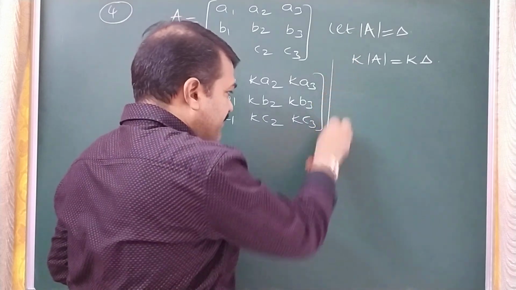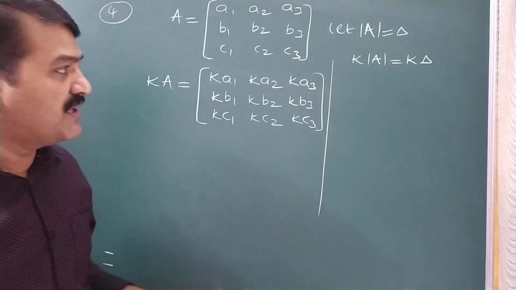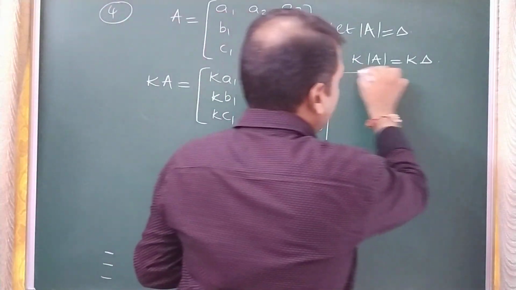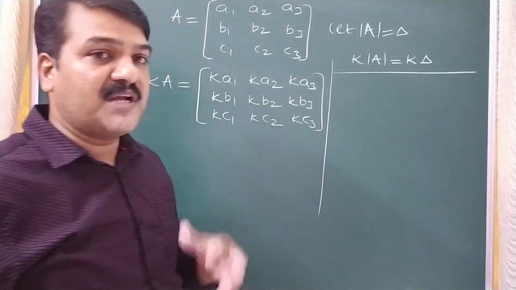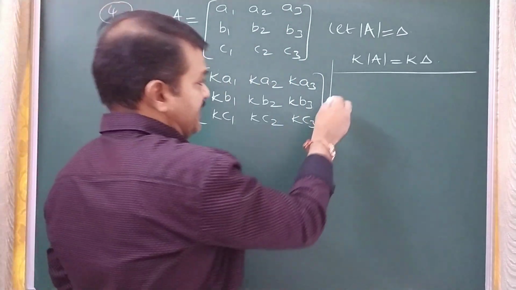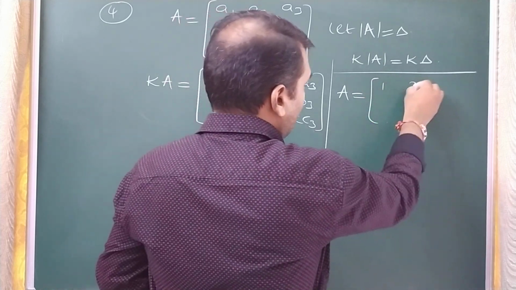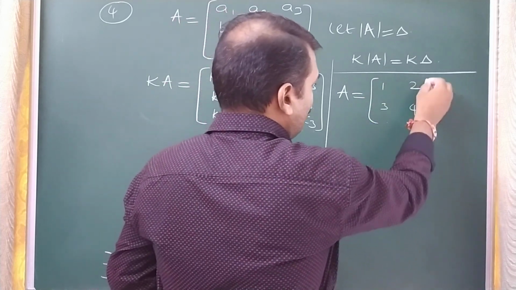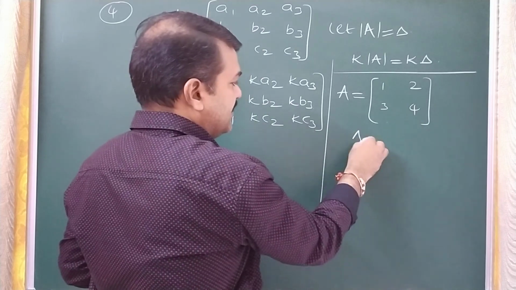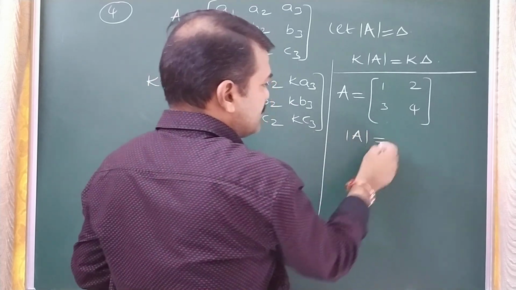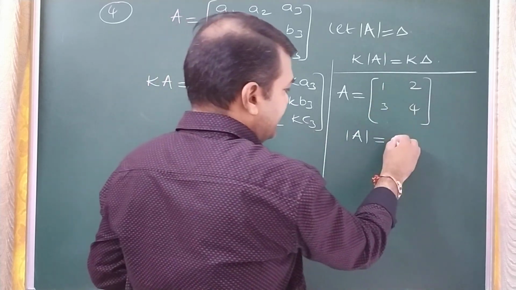Okay. So from this we will try to get one more property. Before that, I will show the property by a 2 by 2 matrix. So if I take 1, 2, 3, 4, a 2 by 2 matrix like this, what is det A? So det A is 4 minus 6, which means minus 2.